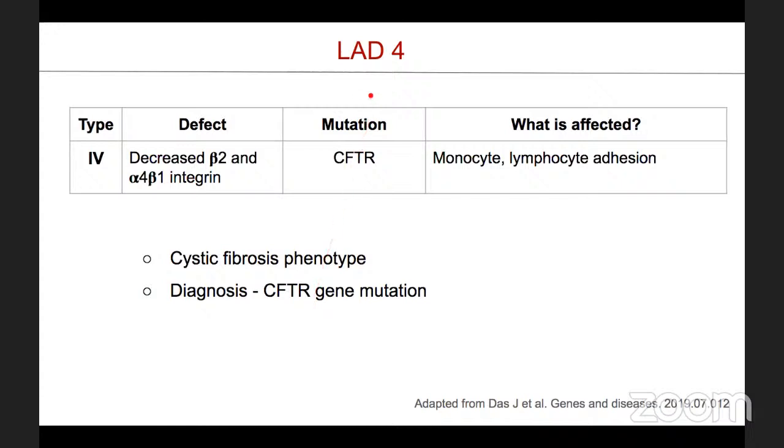The fourth type of LAD is where there's a mutation of the CFTR gene. So here there is a decrease in the beta 2 as well as the alpha 4 beta 7 integrin. In these children, there is a defect in the monocyte lymphocyte adhesion. However, the neutrophils are generally spared. These children have a cystic fibrosis like phenotype.